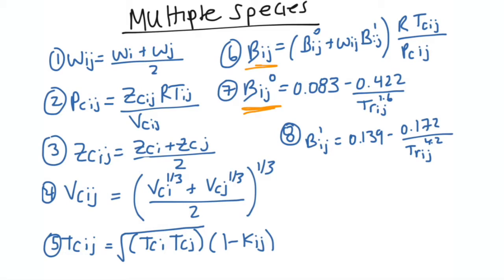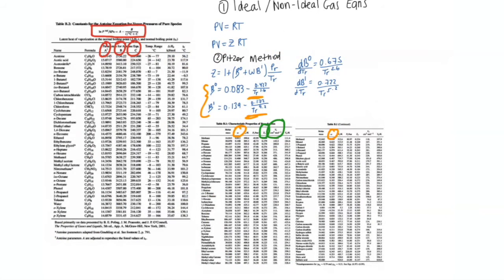So when you're dealing with multiple species, you're going to have to calculate your BIJs. So like BIJ, here, what am I doing here? Yeah, your BIJs for species 1, species 2, okay? And just to compare it, I'm going to show you.